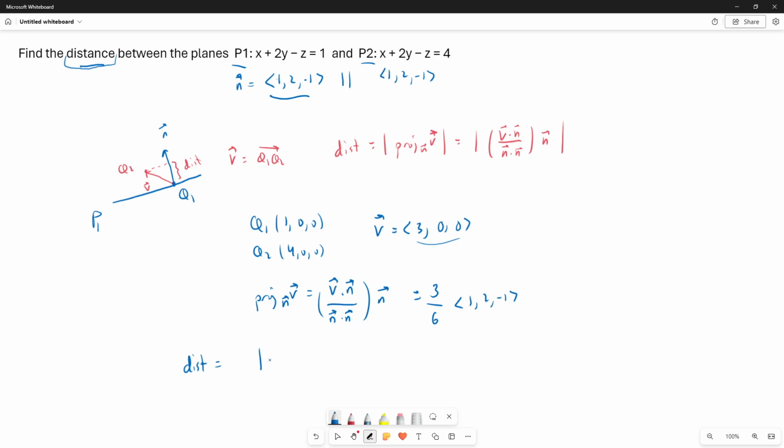The distance is the magnitude of this projection, which we'll just leave as 1/2 here, and then the magnitude of this vector is the square root of the dot product with itself, which we said was 6. So it's the square root of 6 divided by 2. That's our distance.